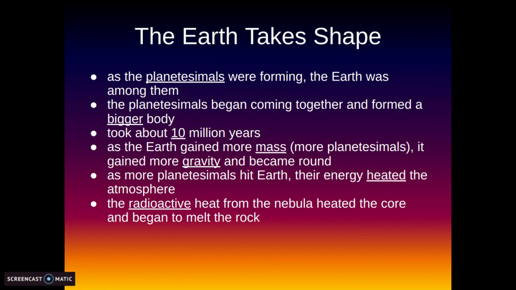So then the Earth was able to gain more mass. And as it gained more mass, so more of these planetesimals hit the Earth, it gained more gravity. And then over time, the more gravity caused it to become round. Also, as these planetesimals hit the Earth, their energy was heating up Earth's atmosphere and Earth itself. And also, there were radioactive materials that heated up the Earth. And this happened from the core, and it began to melt the rock that formed the Earth.